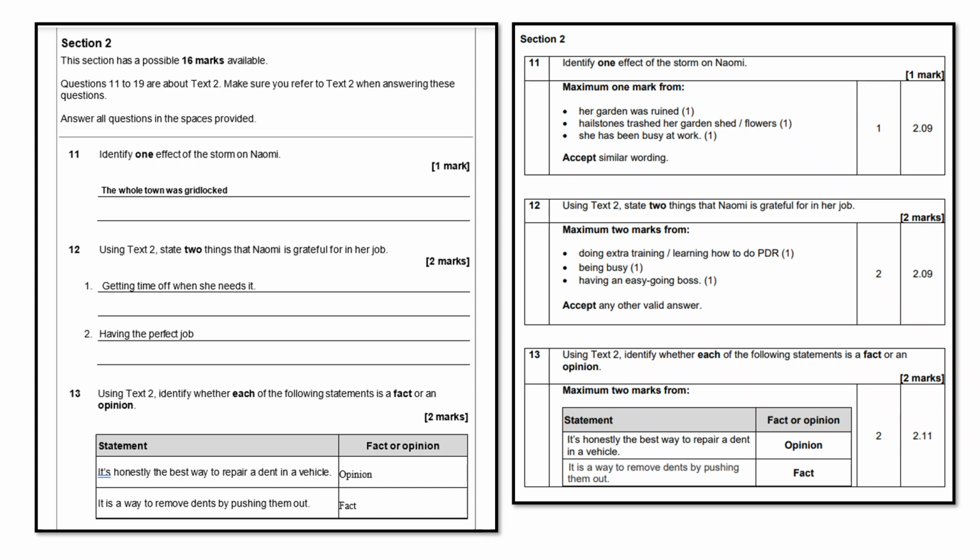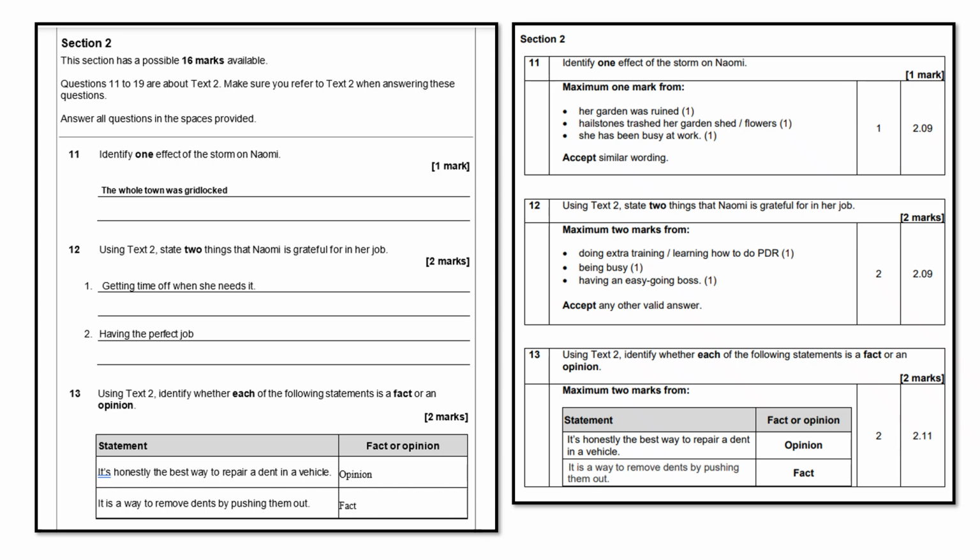So now looking at section 2 and question 11 and 12. This tests basic comprehension skills. So question 11, here the learner must find one effect of the storm on Naomi. This answer would not get a mark as it doesn't say how Naomi was affected.